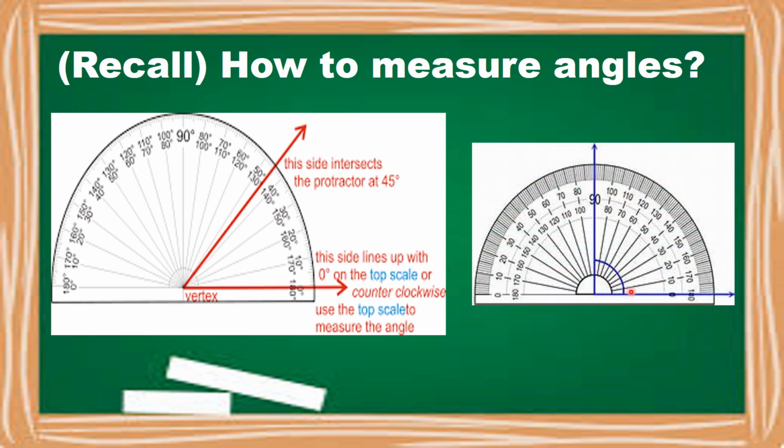And this angle here, in this figure, it's not the top scale, it's the inner scale that is being used. Look at the 0 here. So one side must be aligned with 0. Then 0 is in this scale here, so we'll be looking at this scale. So 0, 10, 20, 30, 40, up to 90 degrees. So this angle measures 90 degrees.